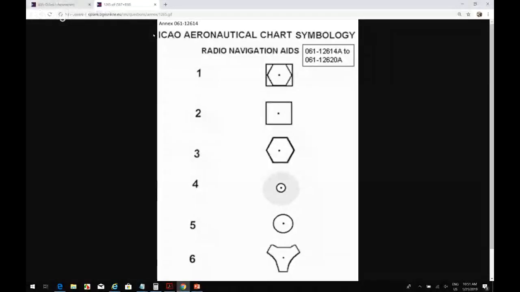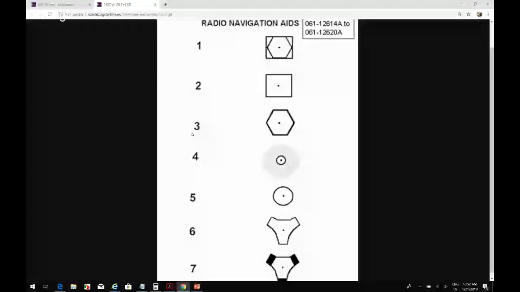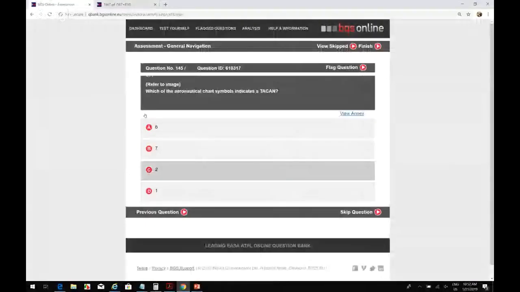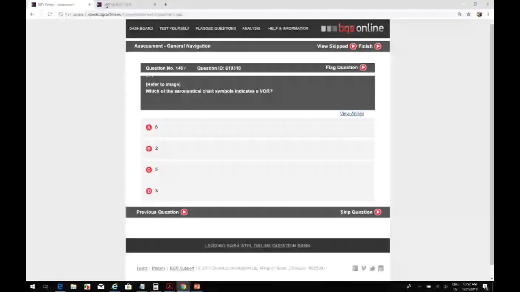All right. Next. Which chart symbol indicates a TACAN? It's number 6. Which chart symbol indicates a VOR? Number 3. I guess the way I remember that is it's like a DME, but the VOR has a V shape on each side. It's just the way I did it. So number 3, I think it was. Which chart symbol indicates a VORTAC? That's 7.